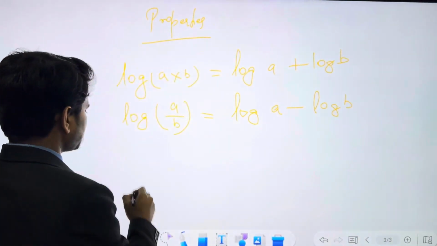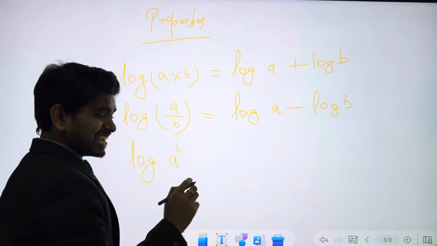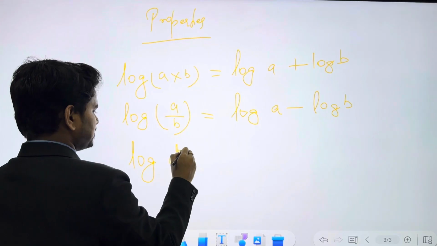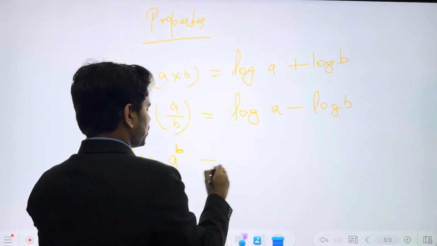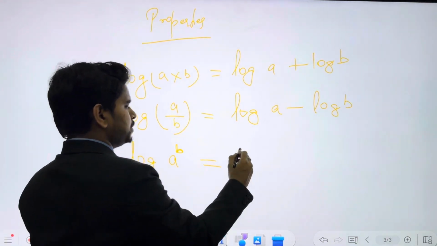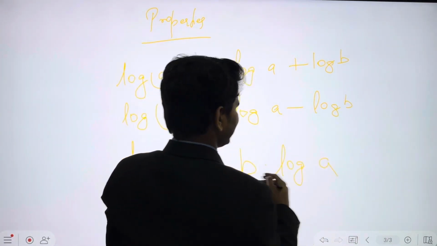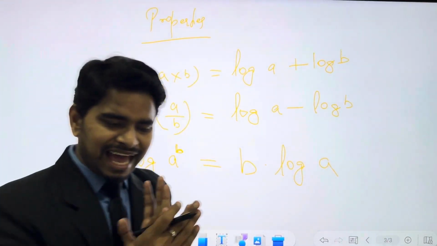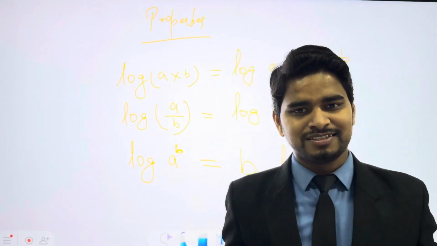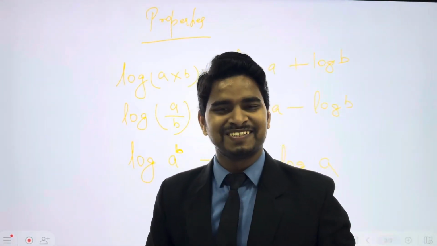The third property is log of A to the power B. Guys, this A and B are just normal variables. Don't think of A and B as an argument or a base. So A to the power B, that can be written as B into log A. B is the power that will jump in front of log, and that's why we can say B into log A. These 3 basic properties, and that's it. Nothing special. 3 properties and you will find the value of any log.